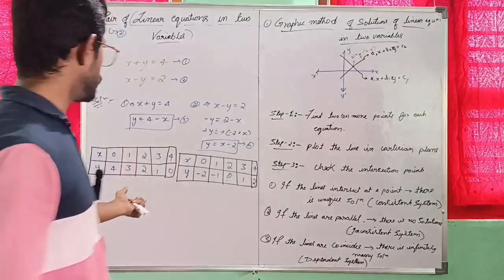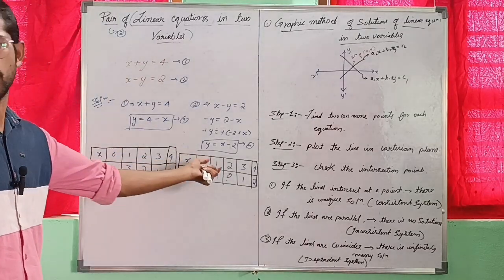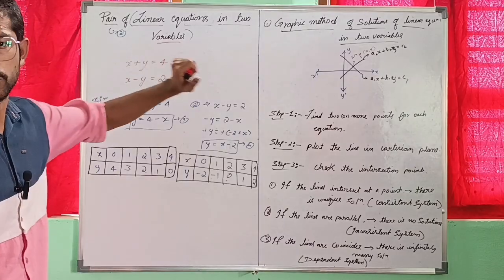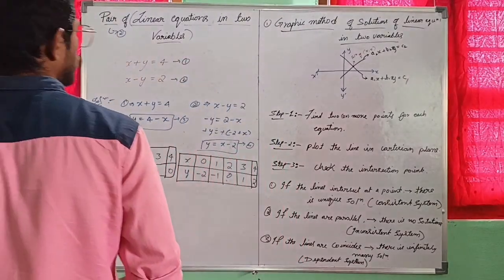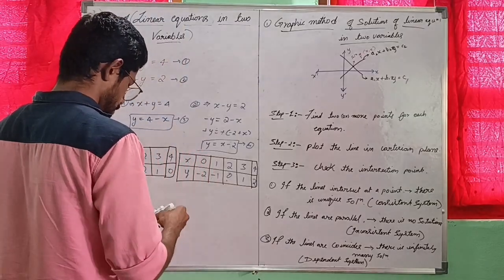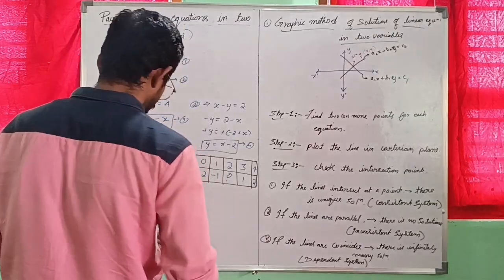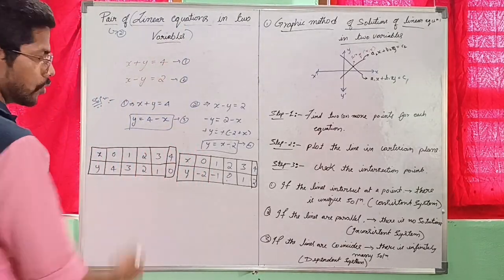So these are the points of equations 3 and 4, or equations 1 and 2. Okay, let us draw the graph for this. I will draw it here only.